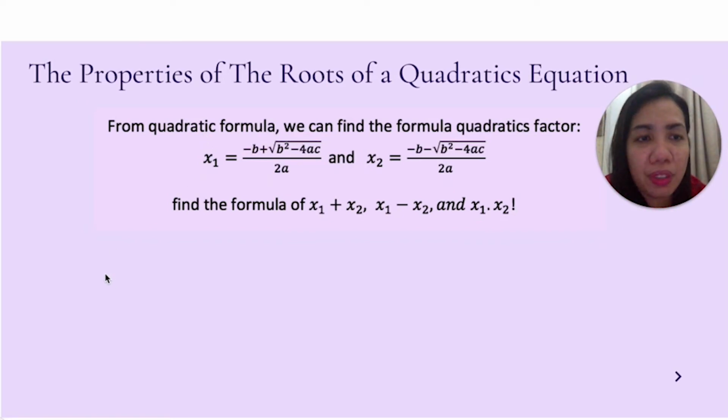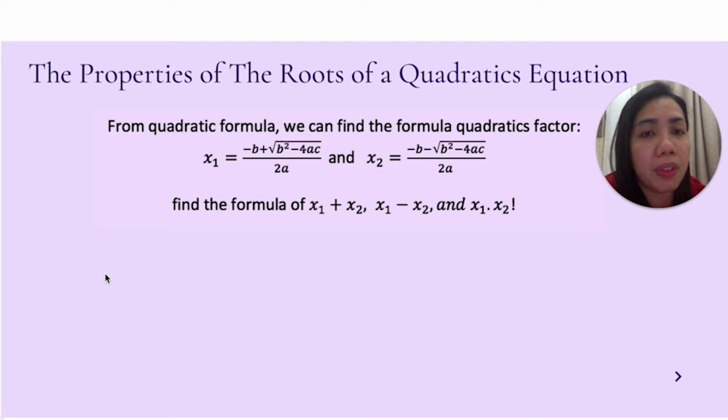In this learning video, we're gonna cover one subtopic entitled the properties of the roots of a quadratic equation. In the previous video, we have learned about the quadratic formula. The quadratic formula is minus b plus or minus the square root of b squared minus 4ac over 2a. And we also have learned how to derive that formula. From the formula, we can also have the formula for each factor.